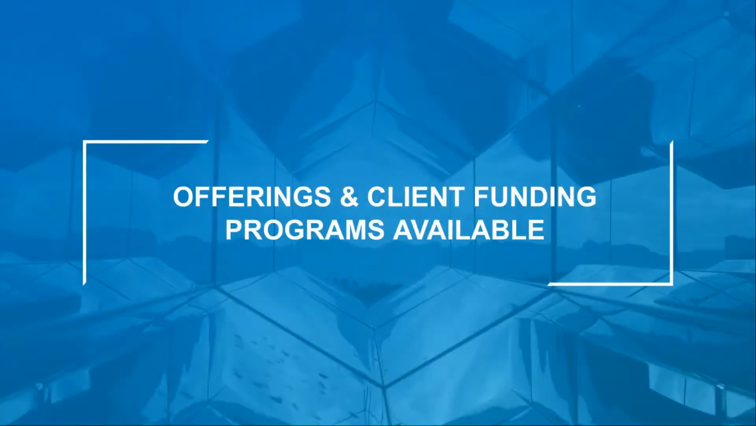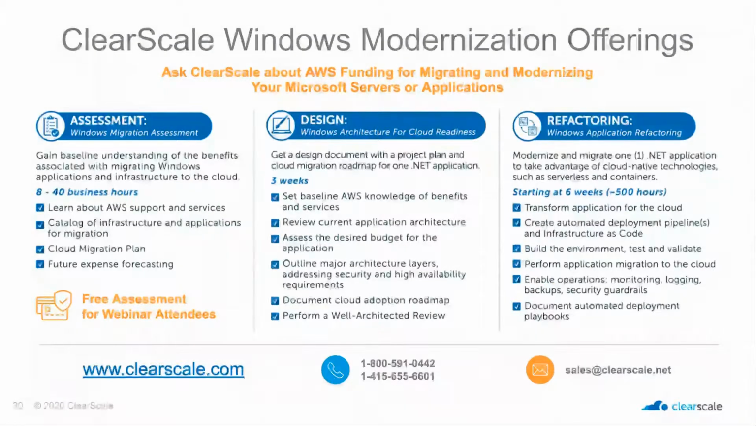Great. So I'll take a look at some of the offerings and client funding programs that are available at ClearScale. We have a couple Windows modernization offerings. The first is an assessment where we review your infrastructure and give you a cloud migration plan and show you the future expense in Amazon. The second is a design. This takes about 3 weeks. You get a design and actual architectural diagram of what you're going to look like and how to get into Amazon. And then the third is refactoring.